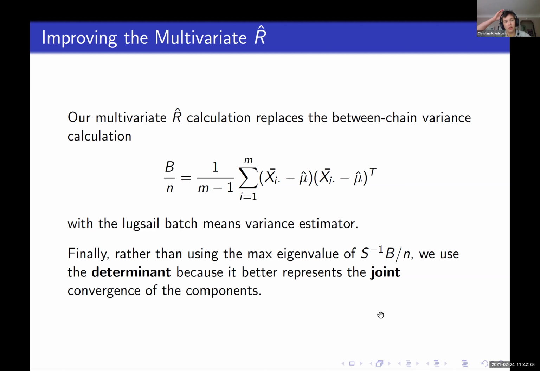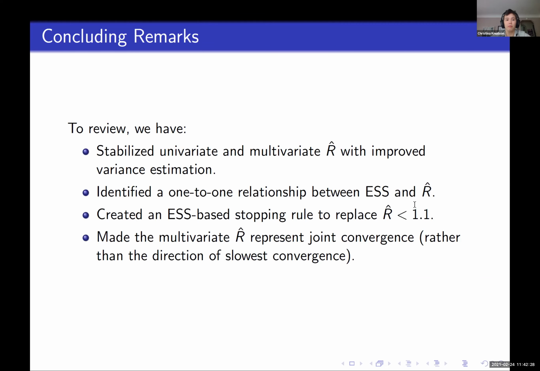Okay, so we looked at the joint convergence by looking at the determinant, and we improved the variance estimator so that it would be much more stable. So we've stabilized it and made it not super inflated, not looking at the slowest converging linear combo of components. Okay, so to conclude what we have done, we stabilized both the univariate R hat and the multivariate R hat. And we did this by improving the method of variance estimation. In our particular implementation, we use the log scale batch means estimator because it's most importantly stable, but also because it will overestimate the variance a little bit, which makes R hat a little bit conservative.